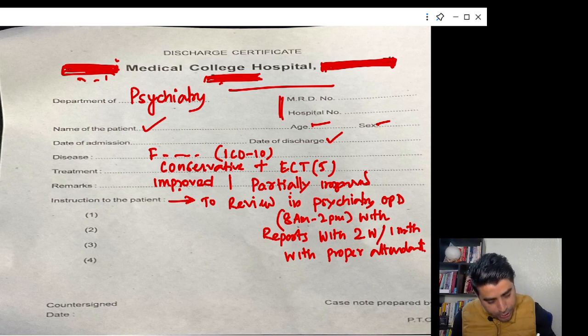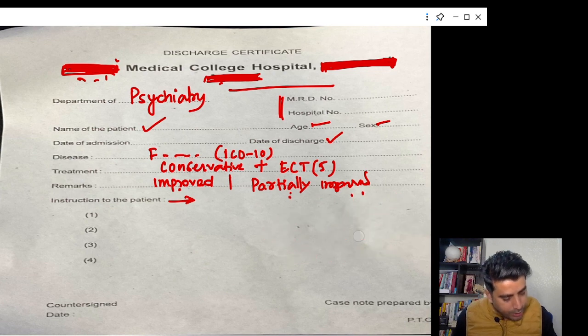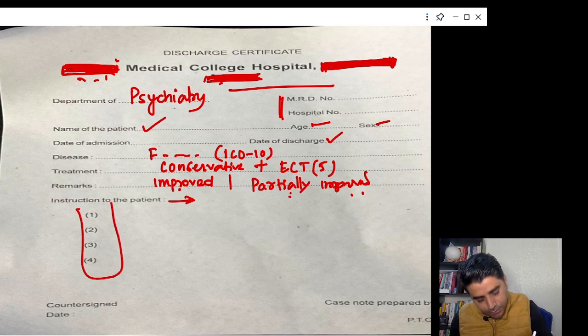So you need to write. The space is very little here, but anyhow you need to adjust with this space. Okay, now you need to give the medication. This is for the medication.